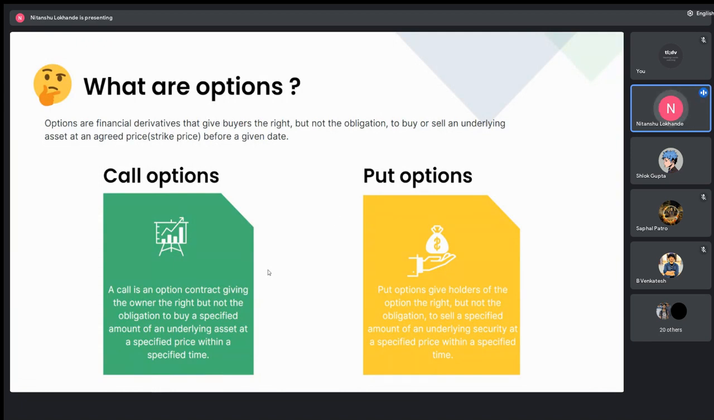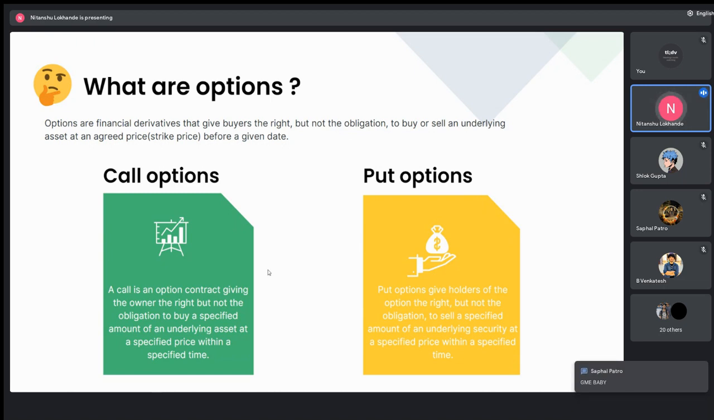Option contracts in themselves don't hold any value, but they derive their value from a particular underlying asset. There are basically two types of options available in the market: one is the call option and another is the put option. The call option is an option contract which gives the owner the right but not the obligation to buy a particular underlying asset at a specified price and within a specified time. Basically, it's giving a right but not the obligation.